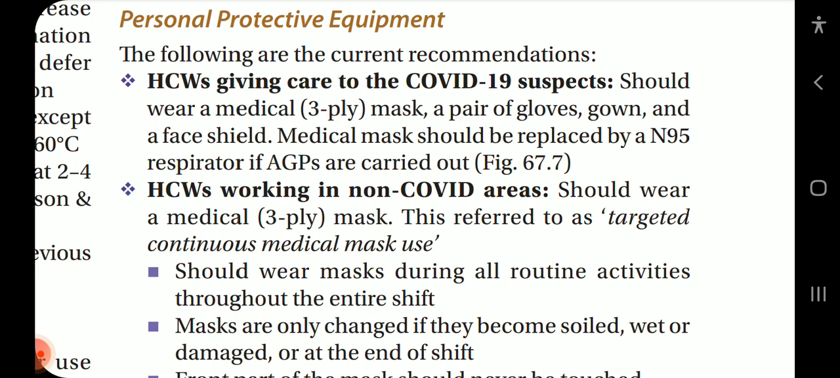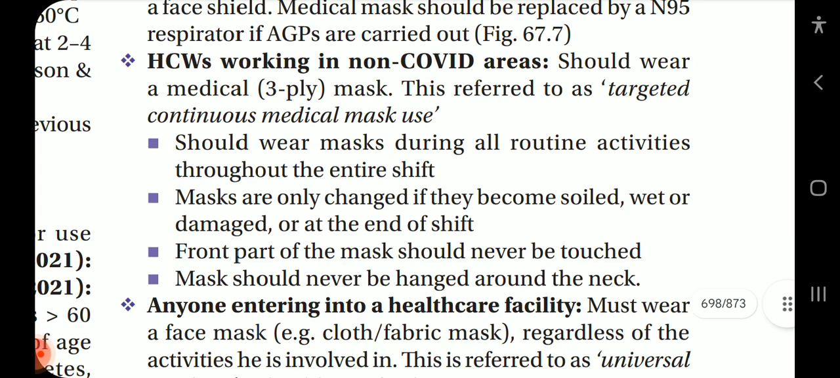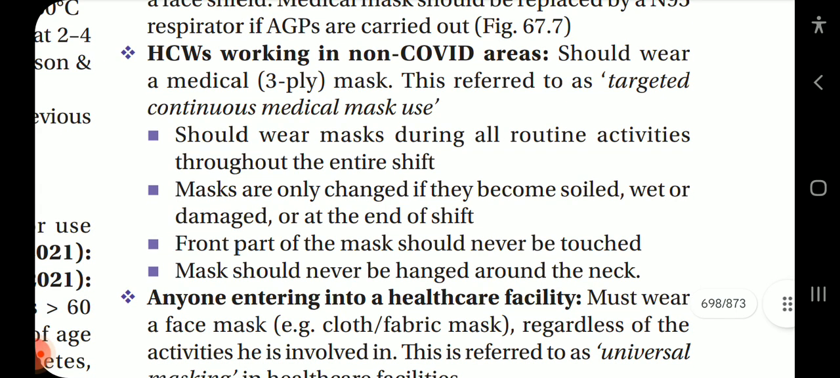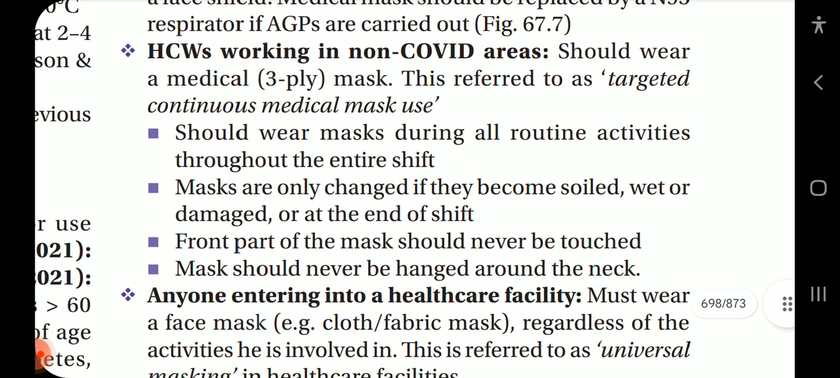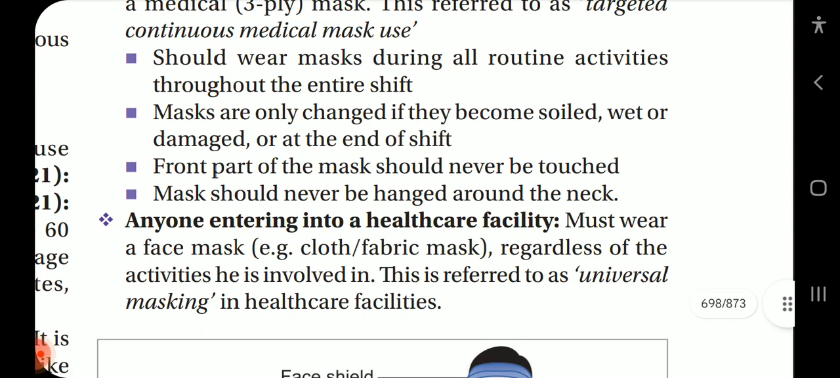Medical mask should be replaced by N95 respirator if AGPs are carried out. HCW working in non-COVID areas should wear a medical 3-ply mask. This is referred to as targeted continuous medical mask. Should wear masks during all routine activities throughout the entire shift. Masks are only changed if they become soiled, wet, or damaged, or at the end of shift.